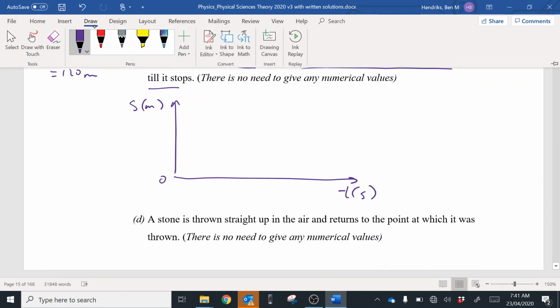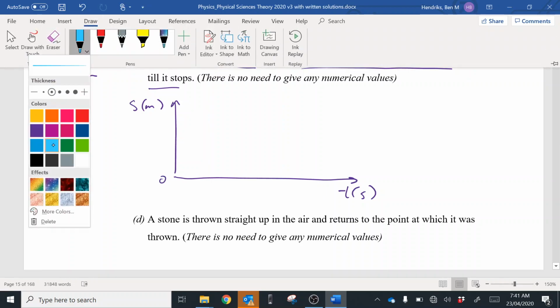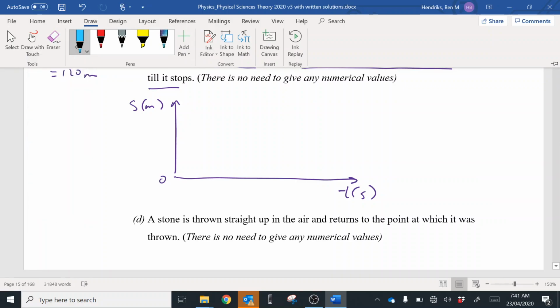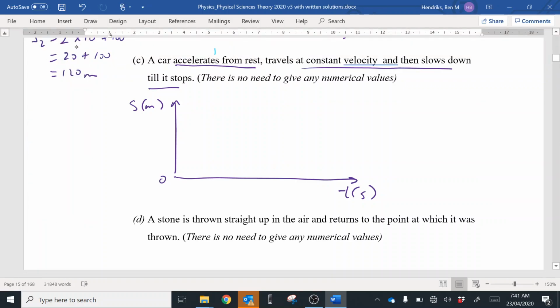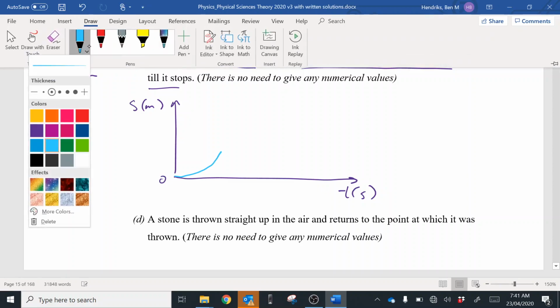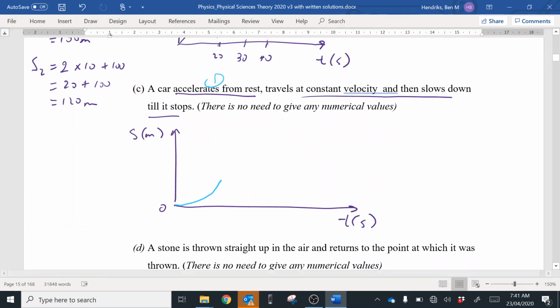Let me just get some different colours here again. So we have 1 here, and it's accelerating from rest, so just remember that's a curve like that. Constant velocity, so a straight line. It's not very good. This one's not very nice. That curve should go straight into a straight line there.